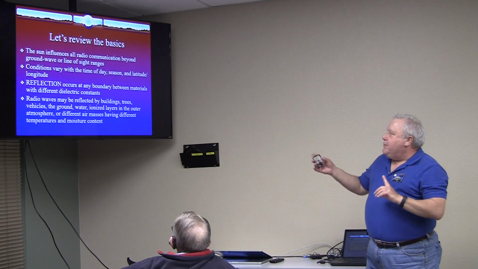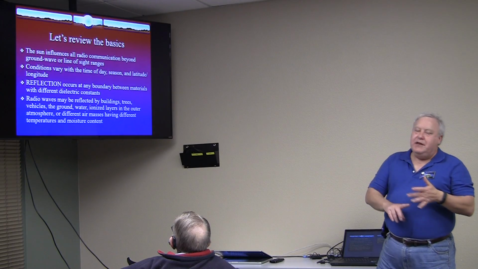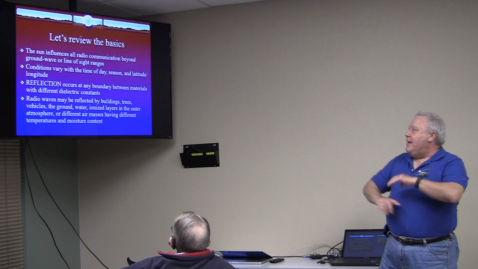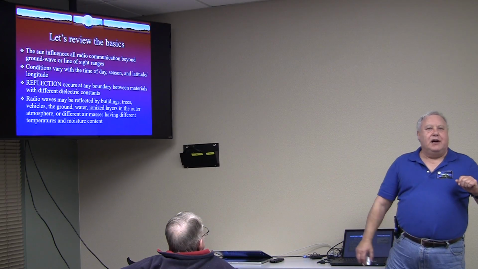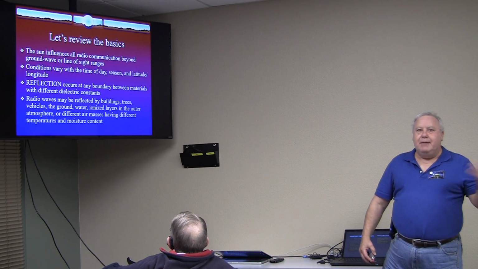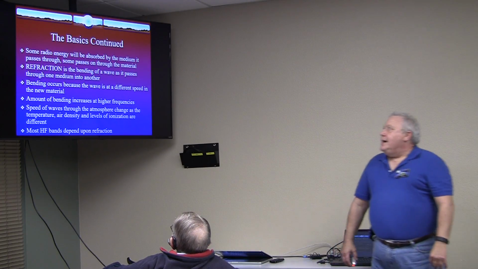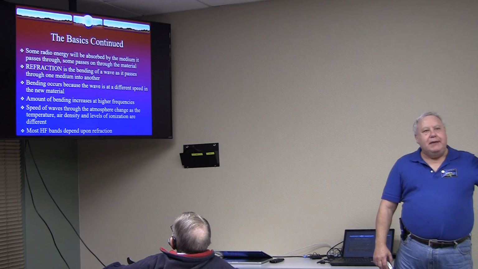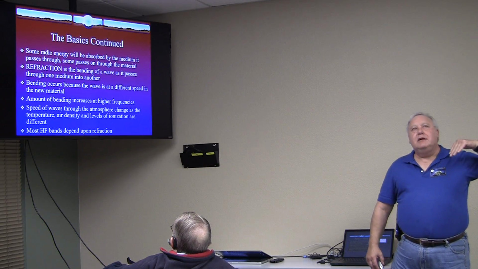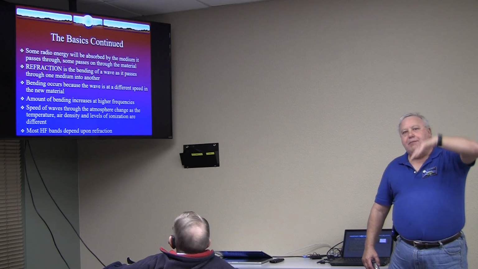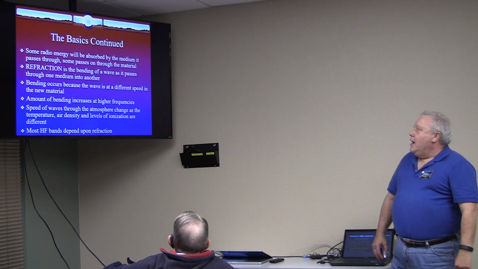Reflection occurs at boundary points. So we'll talk about that. I have some examples of that. Radio waves are reflected by mountains, by vehicles, by trees, by buildings, everything else you can imagine. And they're also affected by temperature and moisture content. So sometimes on a nice rainy day you get better coverage than you will on a dry day. Again, some radio energy is absorbed by the medium it goes through. So when you go through a layer, not all of it gets brought back down again. Some of it disappears into outer space. So you're going to be dealing with that type of thing.